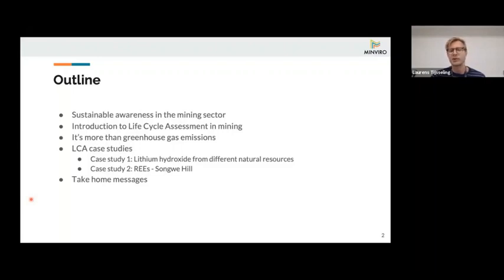So initially we'll talk about the carbon footprint of lithium hydroxide from different natural resources. And then we'll go a bit more into the details for a rare earth element project in Malawi called Songwe Hill. And then round off the talking session from my part with some take-home messages.